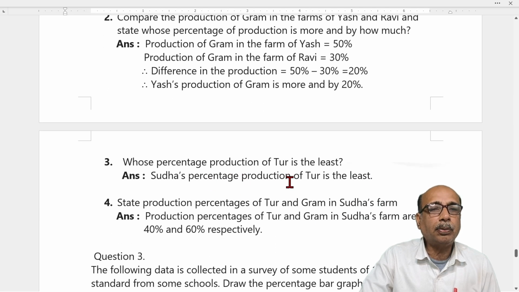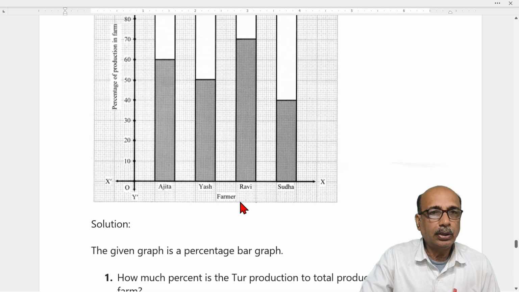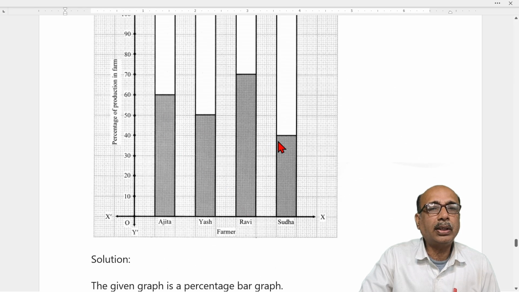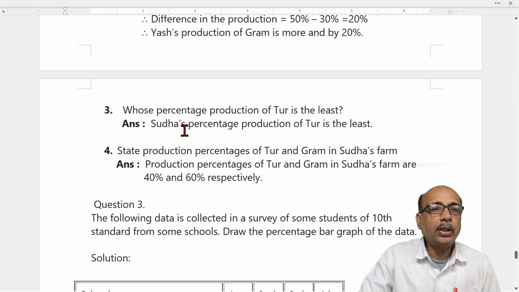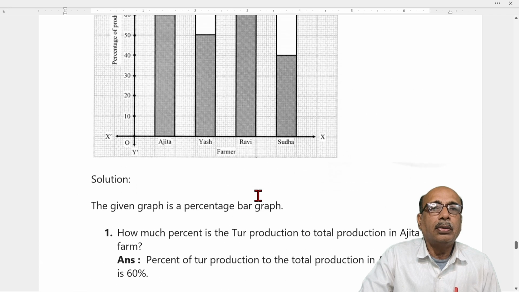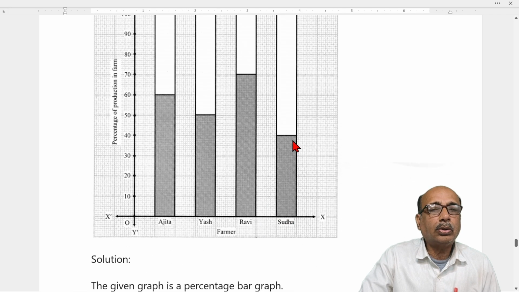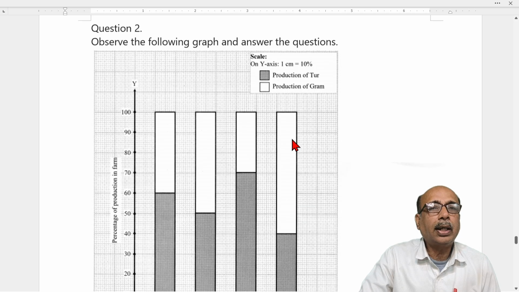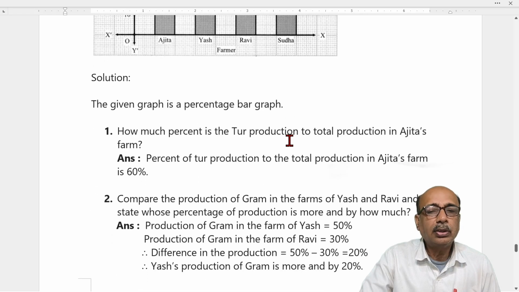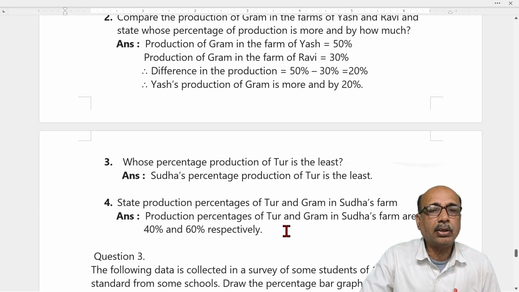Whose percentage production of tur is the least? Tur production is shown by the dark part. Least is 40%. It is of Sudha. Sudha's percentage production of tur is the least. Next, take the production percentage of tur and gram in Sudha's farm. For Sudha, tur is 40% and gram is the rest, means 60%. So production percentage of tur and gram in Sudha's farm are 40% and 60% respectively.